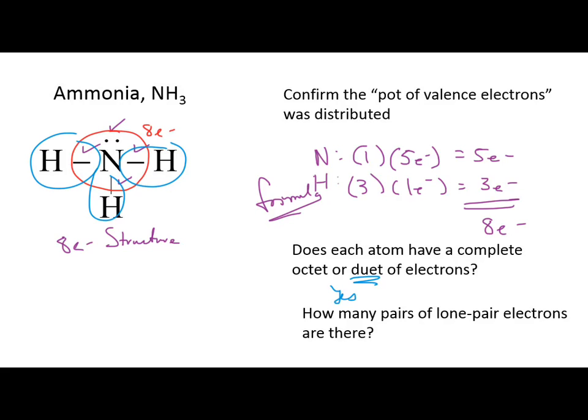And then one last kind of miscellaneous question. Now, how many pairs of lone pair electrons are there? Hold up your fingers. 1. 1 pair. I'm liking it. Not all structures have them, but this one does. All right. Good job. Let's go to the next one.